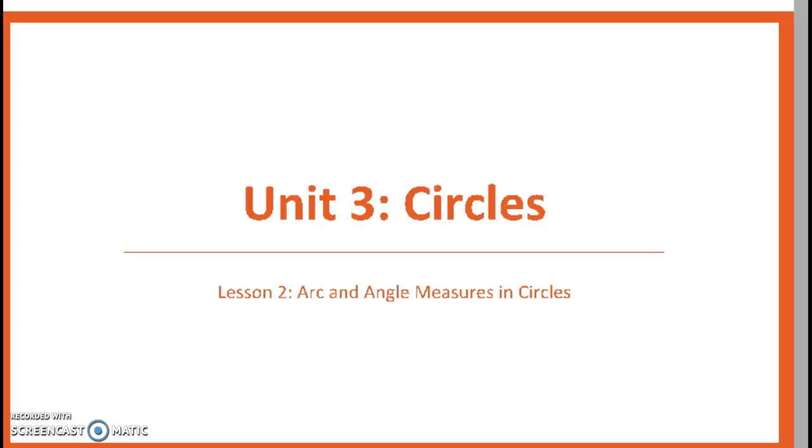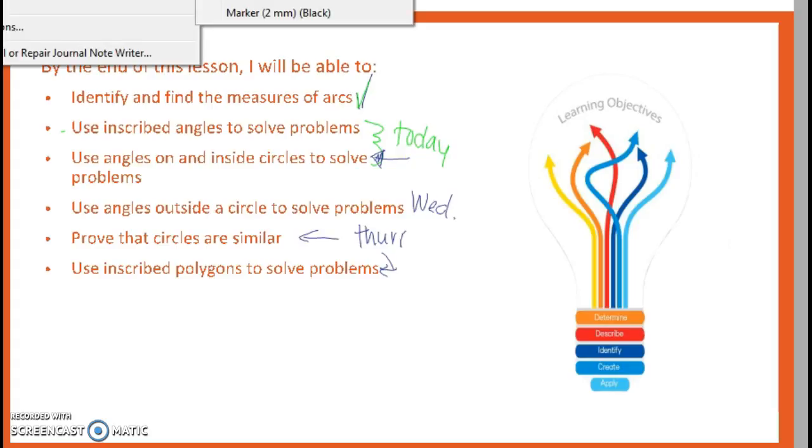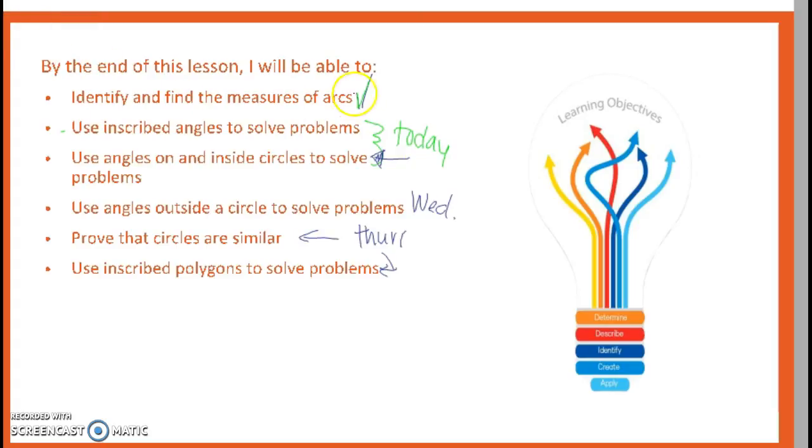We are going to be working in Unit 3, Lesson 2, where we work with arc and angle measures in circles. So in the first couple videos that we've done so far, we have identified and found the measures of arcs. And then in the past few videos, we've been working with inscribed angle measures and angles on and inside circles. Today we're going to work with angles formed inside of circles to solve problems. And then you can see the rest of the week is outlined.